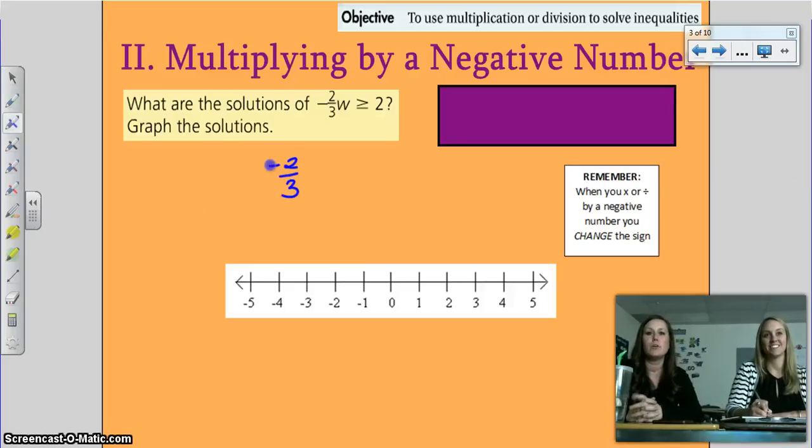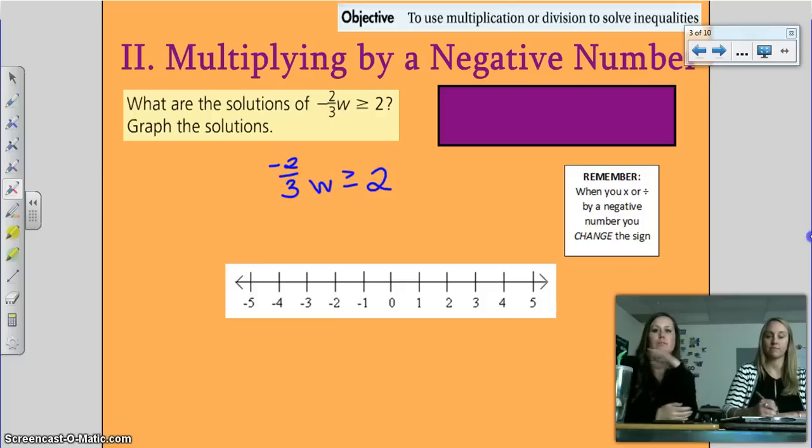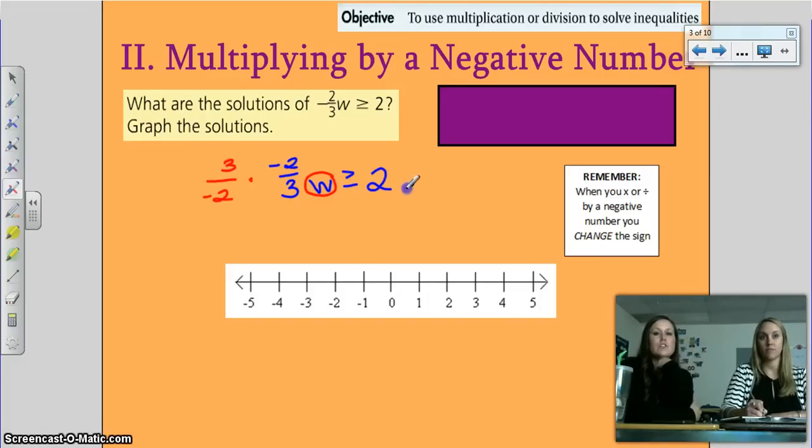Multiplying by a negative number, which ultimately we're dividing by a negative number, but because it's a reciprocal, well, anyways. We're going to do the same thing we've always done. So multiply by -3 over 2, or 3 over -2. There you go, the reciprocal. Here it just cancels out, and I'm left with this w. So bring that down. Over here, 2 times 3 is 6 over -2.